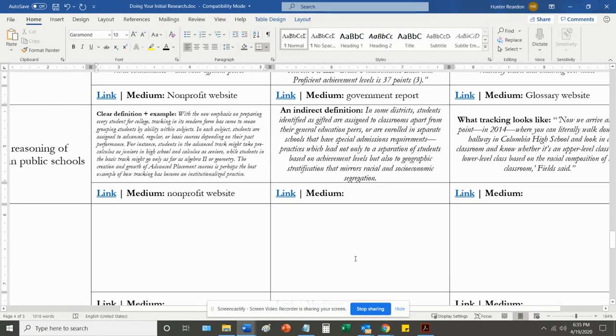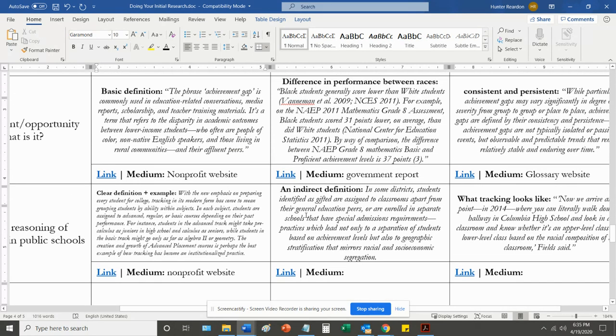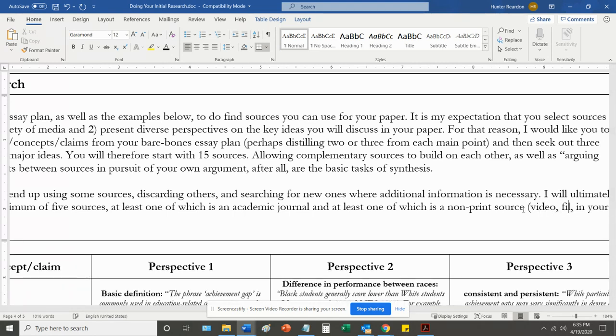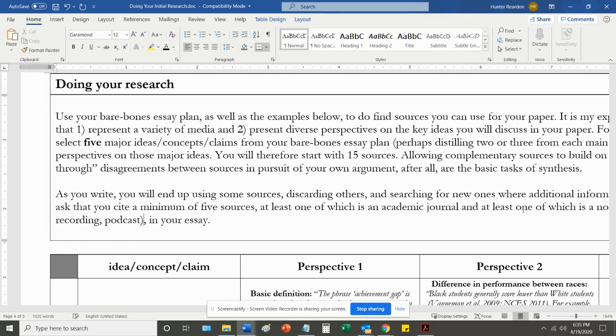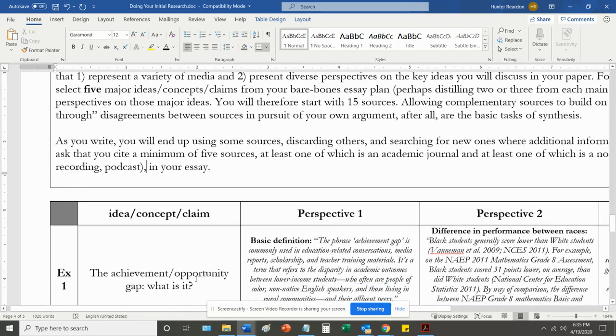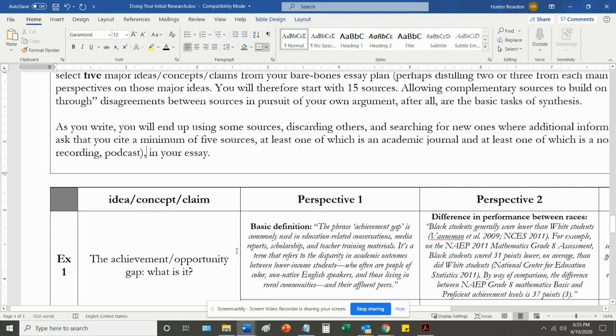I want you to have some journal articles and some government reports and some multimedia sources and different kinds of things ultimately. And I tell you up here, ultimately I'm going to ask you to have 5 sources, at least one of which is an academic journal, and at least one of which is a non-print source. So what I mean by non-print source is like a video, film, recording, or podcast in your essay. And that's just because it's important that you know how to build something like that into a research paper.